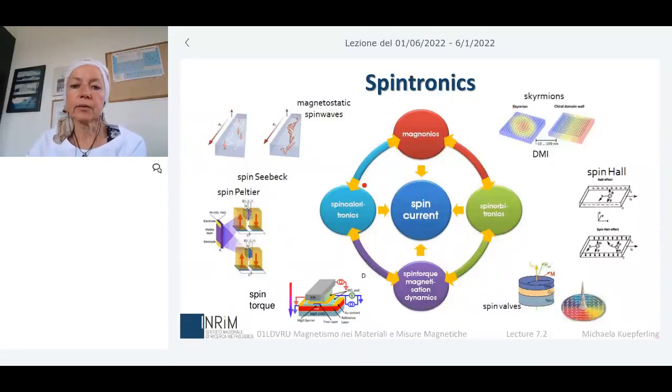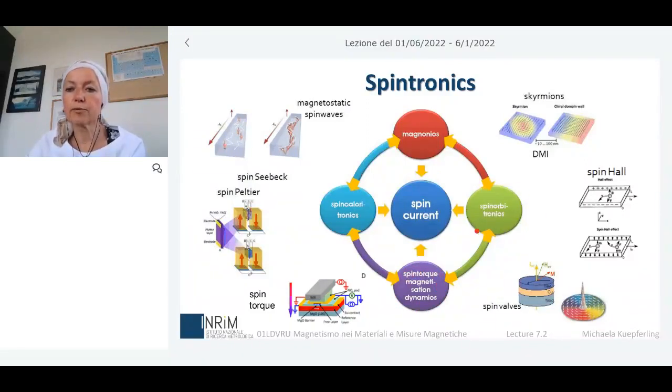Then we could have spin caloritronics, and I will show you this briefly because our group was working quite a lot on this. This concerns the interaction between spin currents and thermal currents. And of course, spin torque and magnetization dynamics, this is the basic ingredient also for GMR and for all kinds of effects related to GMR.